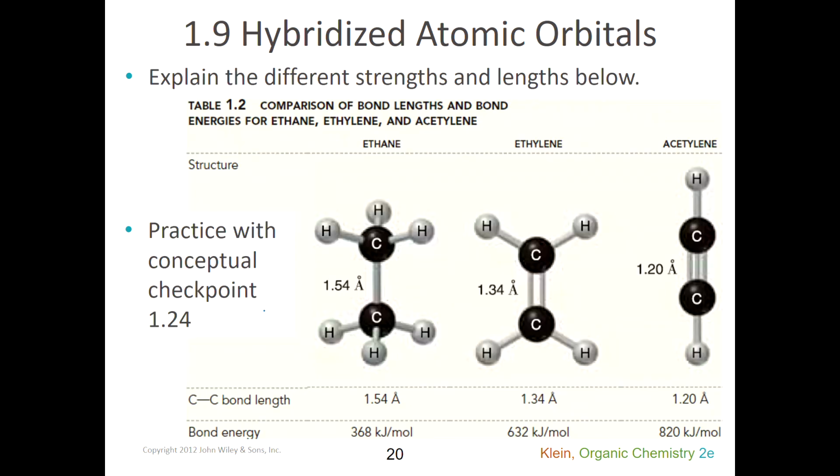And so we can see that here. Again, in angstroms, 10 to the minus 10th of a meter. So these are obviously very short, but they get shorter and shorter the more electrons you put between them. And they're also shorter because it's an sp overlap versus the more elongated sp3 overlap.